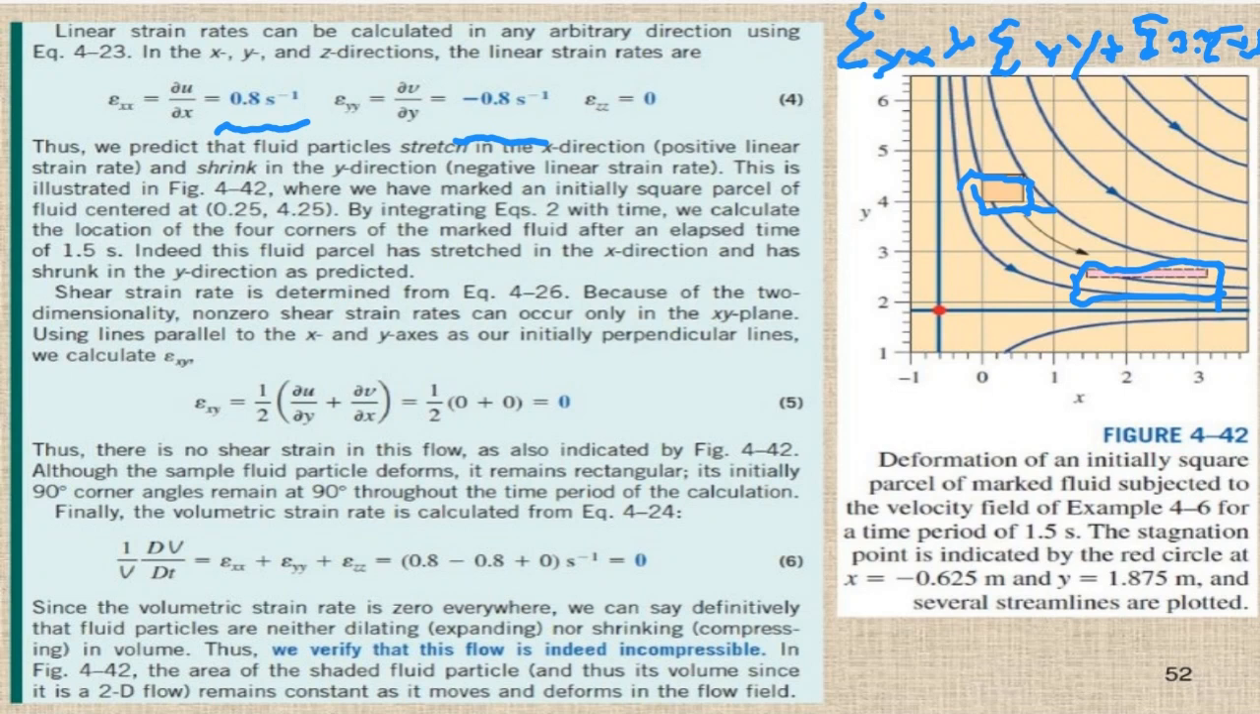Then we would like to find out whether the shear strain has a non-zero value. We check the shear strain rate. The shear strain rate is found from this expression. And we find that the shear strain rate is 0. As you can see, it keeps its shape. It was a rectangle, but is still a rectangle. So the angles do not change, meaning that there is no shear strain. And finally, it was shown that it's incompressible because the summation of the linear strain rates is 0.